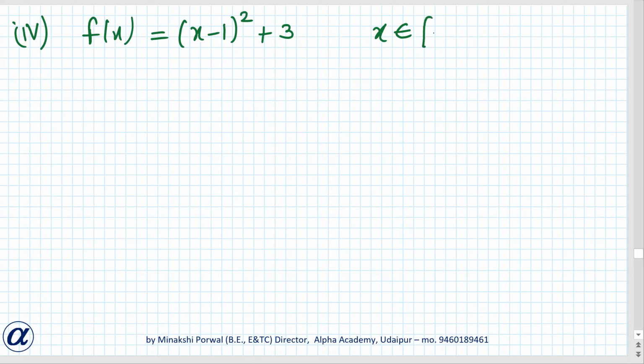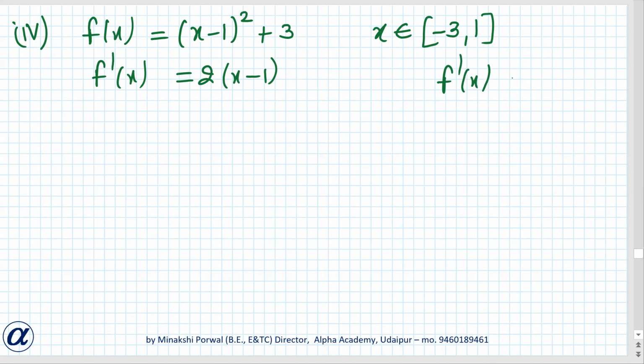Next question, fourth part. f of x equals x minus 1 the whole square plus 3, where x belongs to minus 3 comma 1. First step, finding its derivative, that is equal to 2 into x minus 1. Putting f dash x equals 0 for finding the critical point, that is x equals 1. So now we'll find the value of the function at 3 points, minus 3, 1, and the same critical point is also at 1.